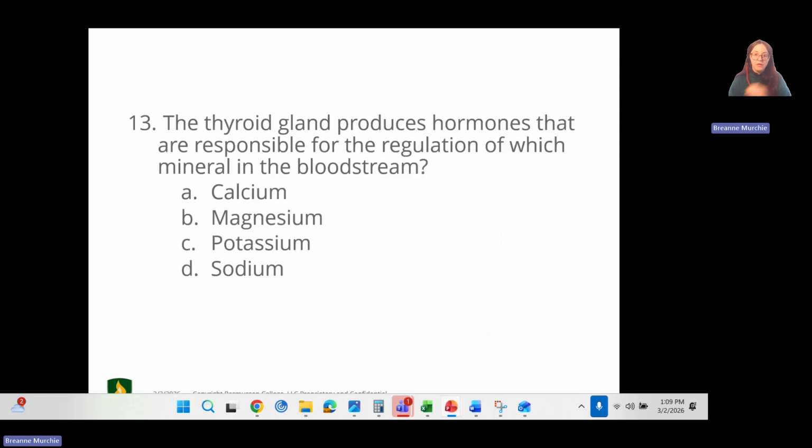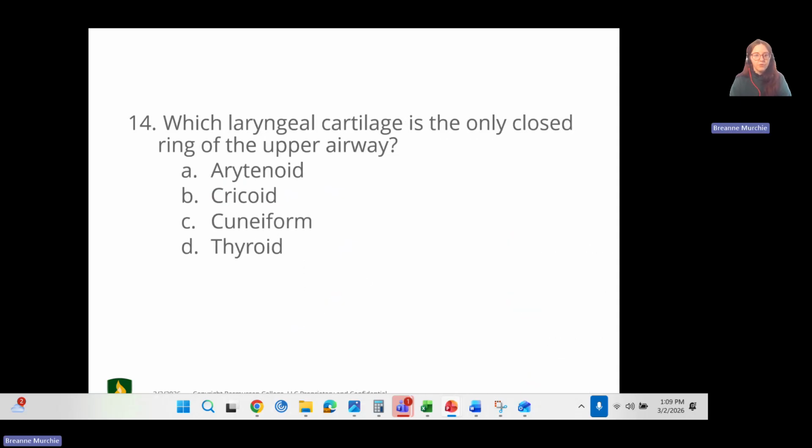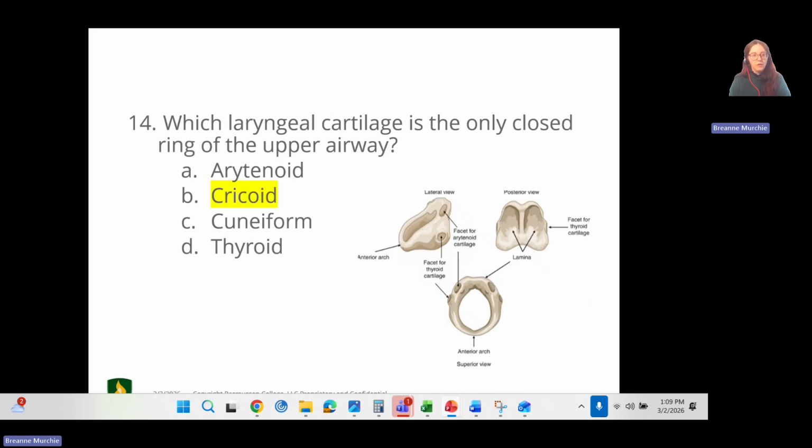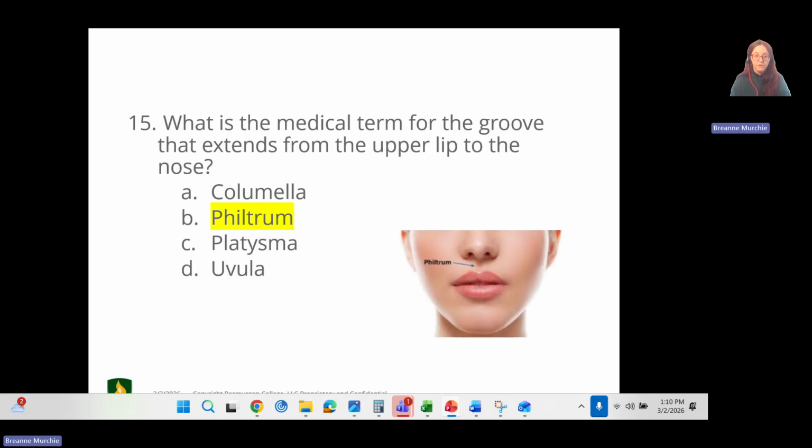Number 13, the thyroid gland produces hormones that are responsible for the regulation of which mineral in the bloodstream? This is calcium. Number 14, which laryngeal cartilage is the only closed ring of the upper airway? That's the cricoid cartilage. And number 15, what is the medical term for the groove that extends from the upper lip to the nose? And that is called the philtrum.